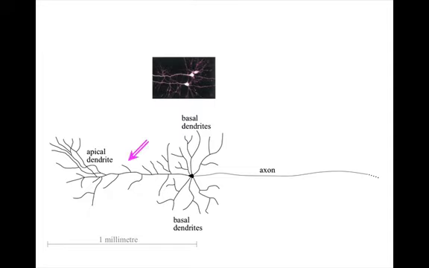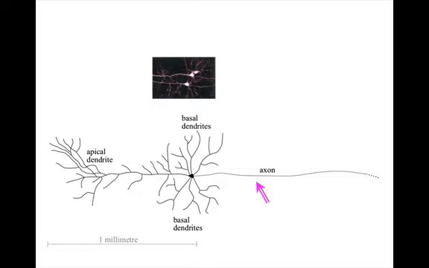In the case of pyramidal neurons, there's one dendrite called the apical dendrite that emerges from the tip of the pyramid and branches extensively. And there are lots of basal dendrites emerging from the soma at different points in various directions, generally perpendicular to the direction of the apical dendrite. And these basal dendrites also branch extensively.